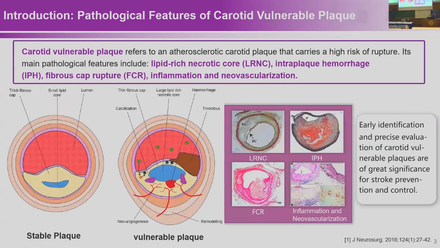Carotid vulnerable plaque refers to an atherosclerotic carotid plaque that carries a high risk of rupture, and its main pathological features include LRNC, IPH, FCR, inflammation, and neovascularization. So for stroke prevention and control, early identification of carotid vulnerable plaques is of great significance.